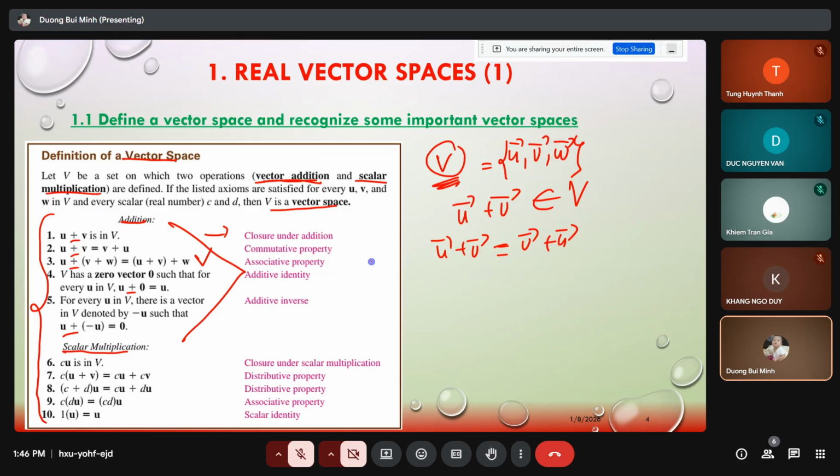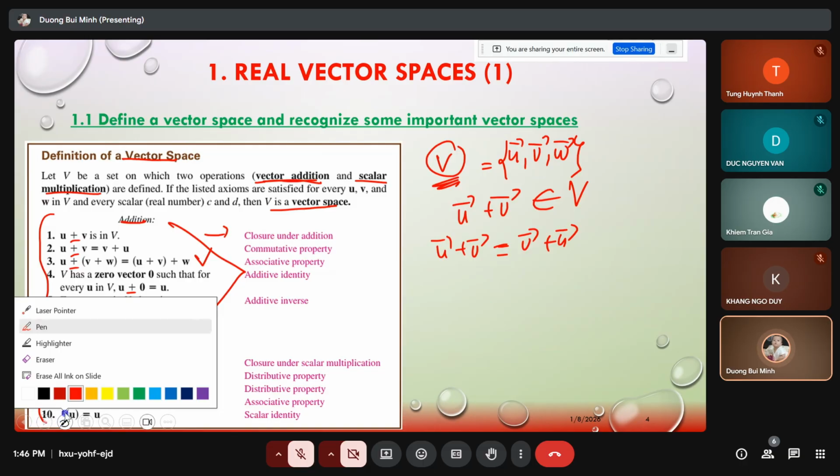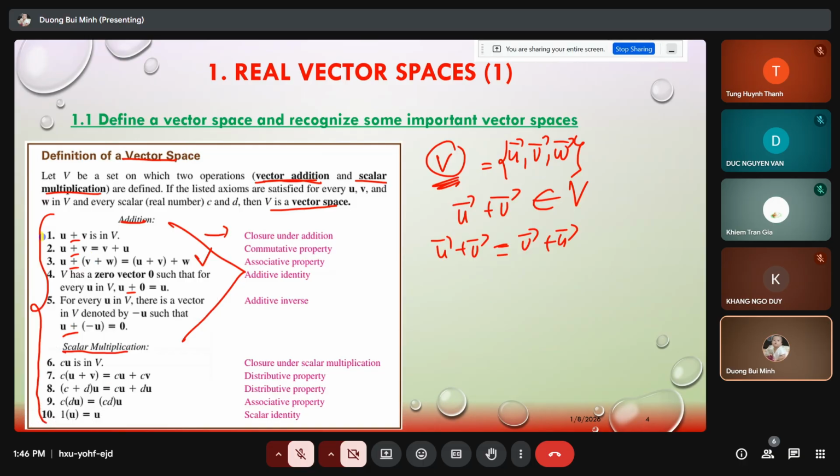Normally we don't need to demonstrate all properties here. We just focus on number 1 and number 6. If number 1 and number 6 are satisfied, normally the others will be satisfied. Normally, not always. So to demonstrate whether V is a vector space or not, we just double check with axioms 1 and 6. Maybe we have an example and then you can understand.